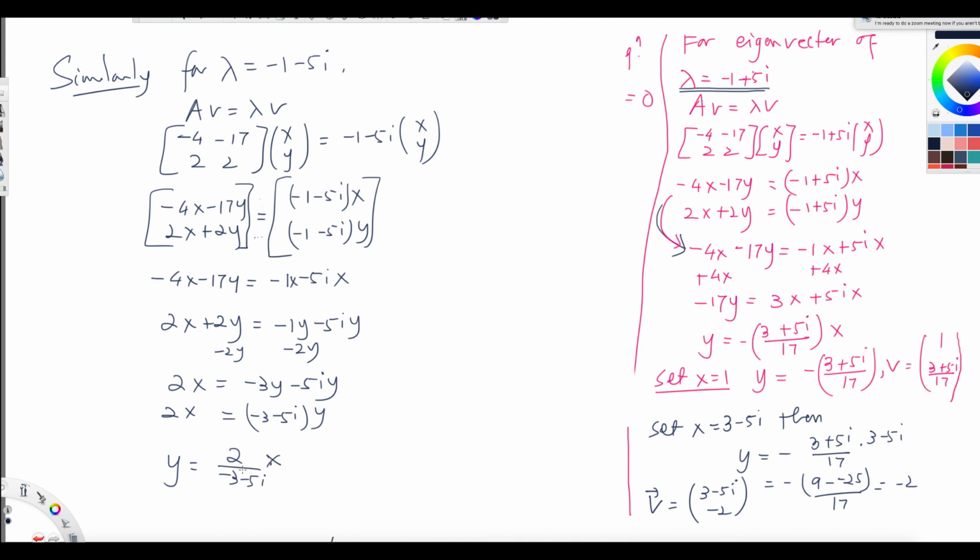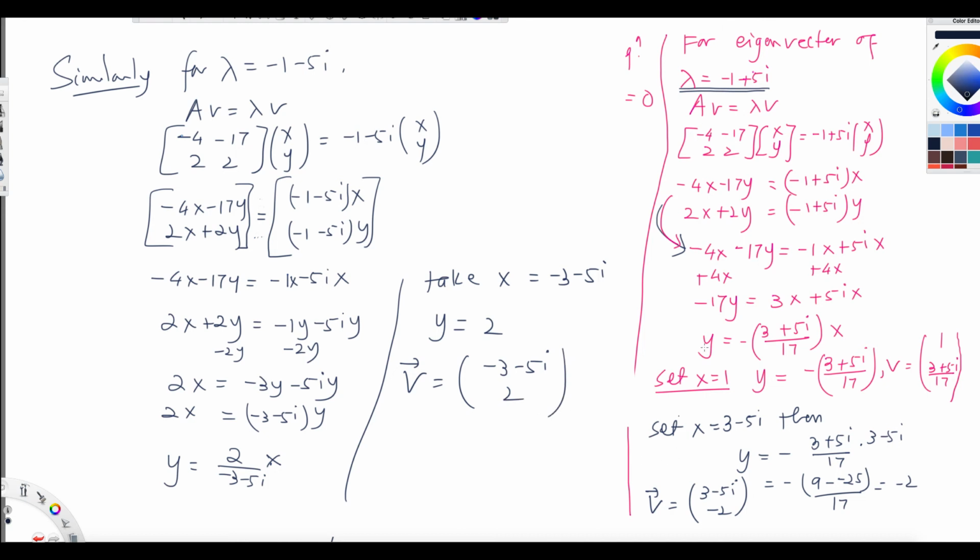So what should I take for x to cancel this one? If I take x equals negative 3 minus 5i, what do I get? Then y will be basically 2, right? Because that will cancel out, and then you will get y equals 2. So basically, what is the vector then? The eigenvector will be negative 3 minus 5i and then 2.